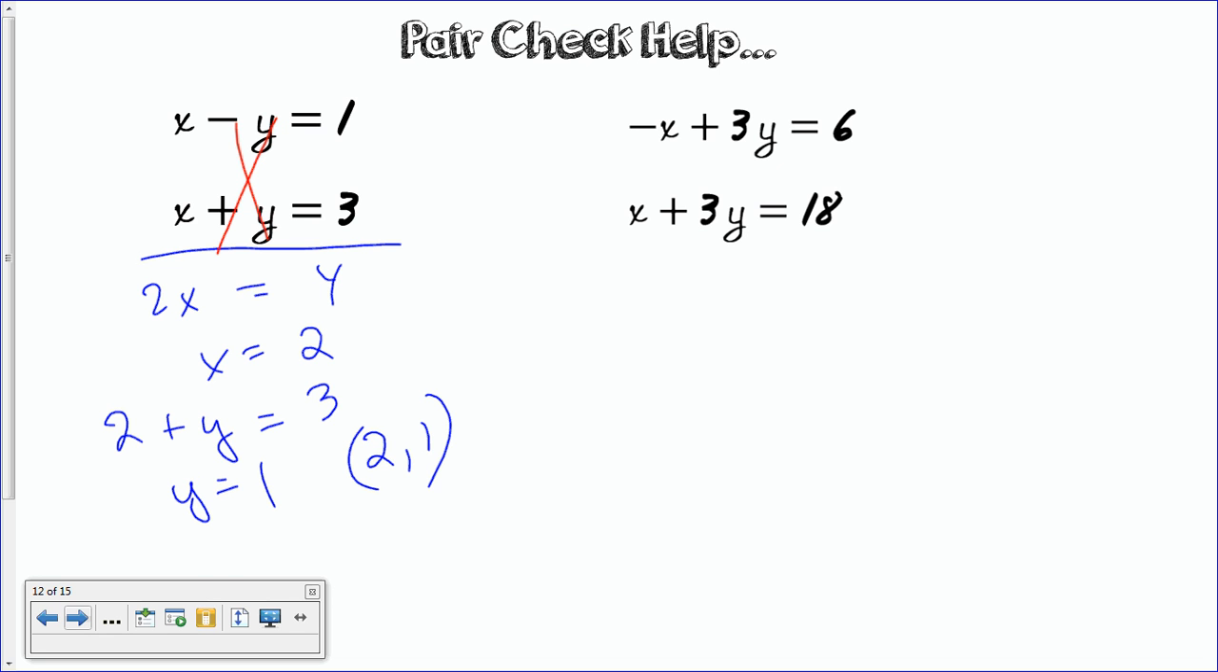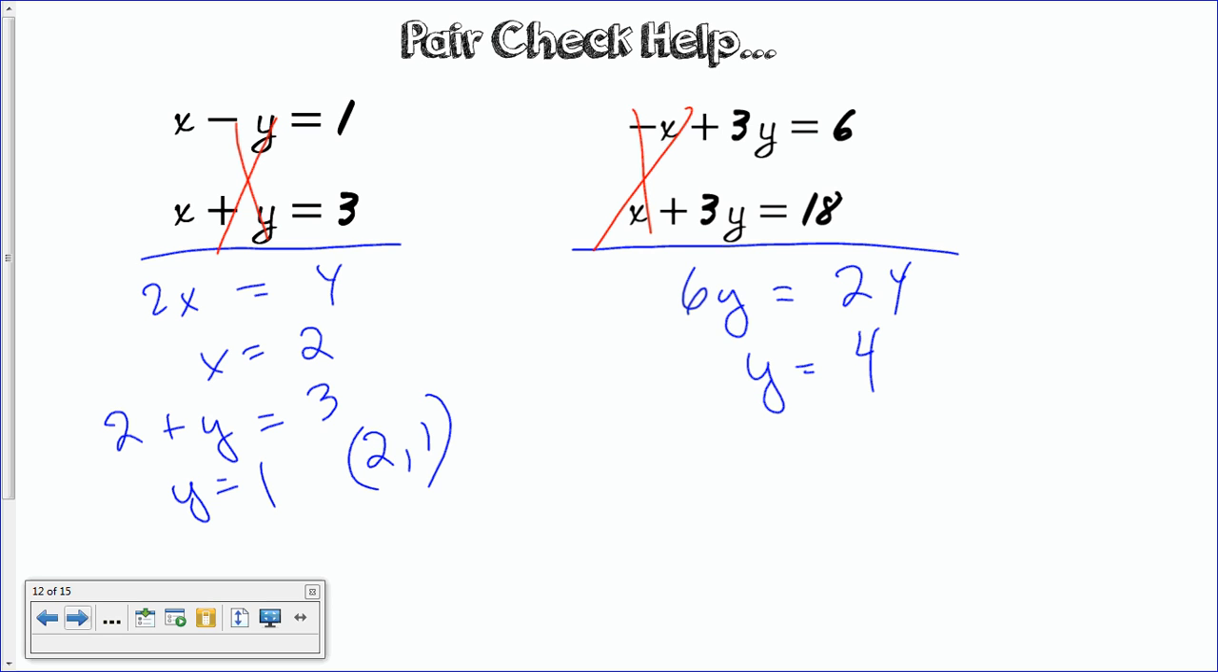Okay, opposites here. The x's are opposites, right? So those two are eliminated. That's going to give me 9 combined. Don't make that mistake. 24, y equals 4.